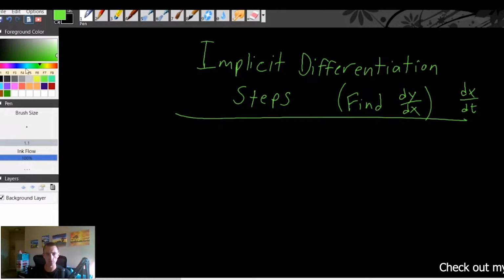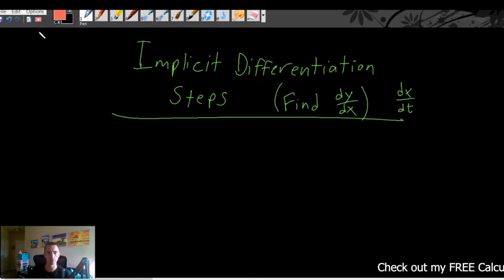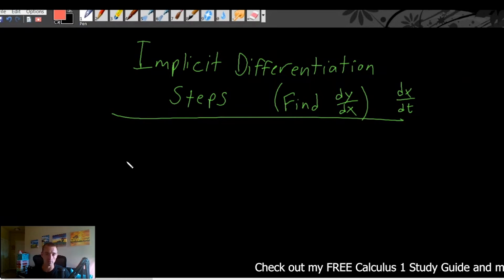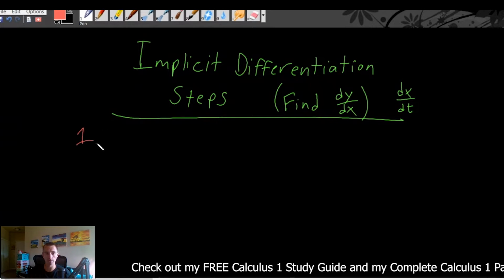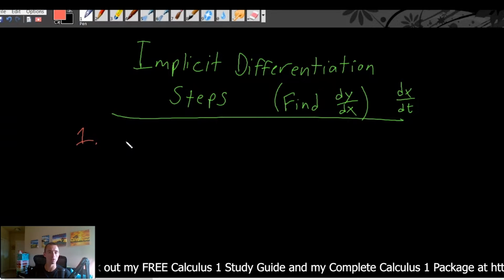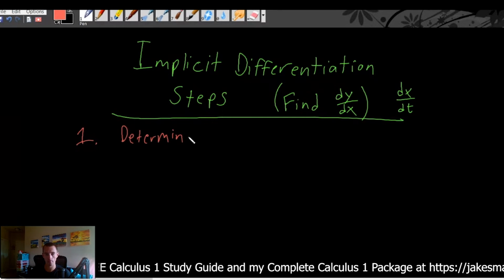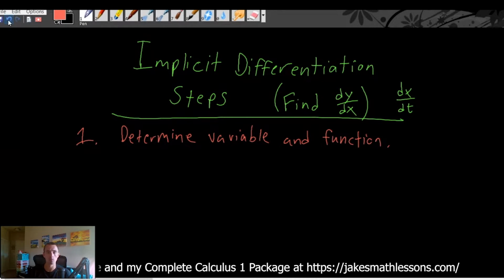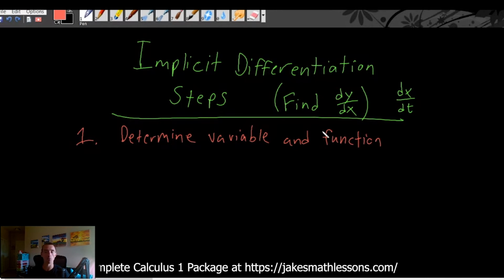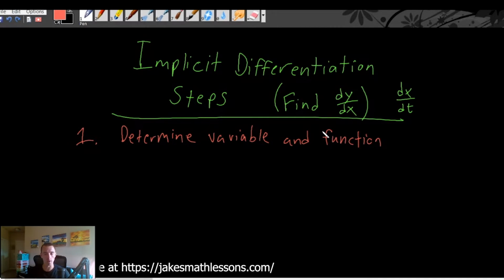So in terms of the actual steps that you want to go through, the first thing you want to do is look at the problem that you're given. First of all, figure out what your function is and what your variable is. So determine your variable and your function. Now, when I say that, what does that mean? Well, let's say we are given some equation which relates x and y to each other, but all the x's and y's are mixed together. Let's say the problem told us to find dy/dx.